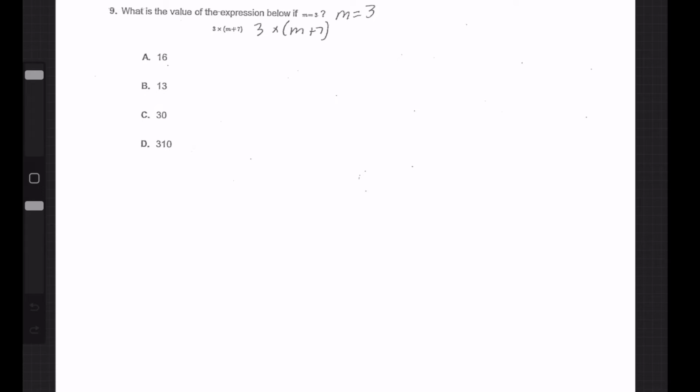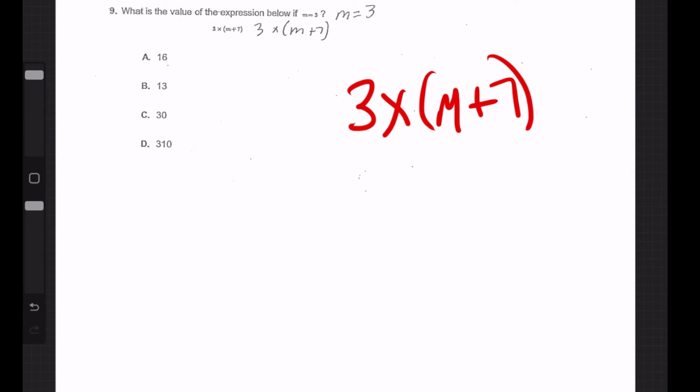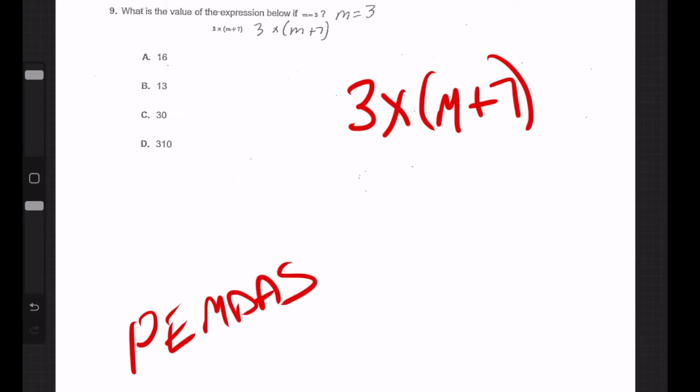Question 9 says, what is the value of the expression below if m equals 3? And here's the expression, 3 times (m plus 7). And notice, m plus 7 is in parentheses. Let's jump to PEMDAS. We want to make sure we do this in the correct order of operations. First, is there anything to do in parentheses?